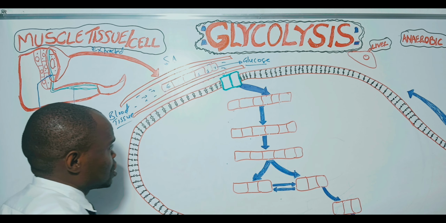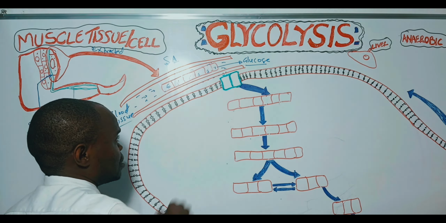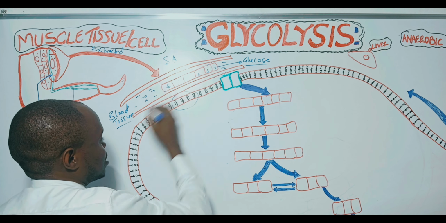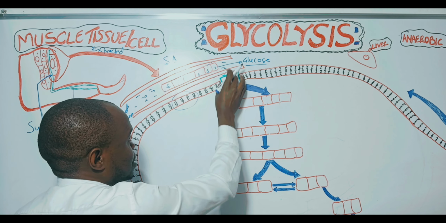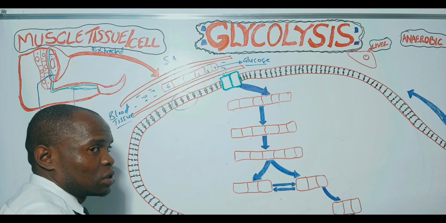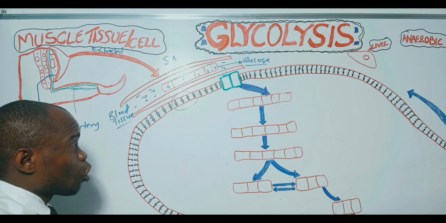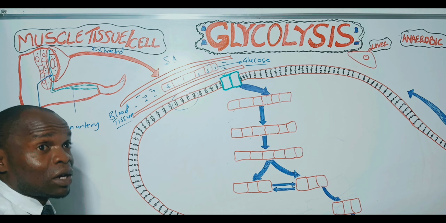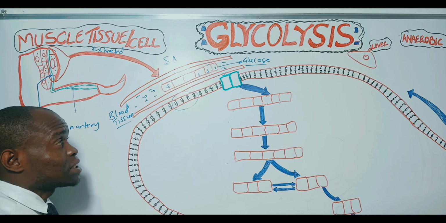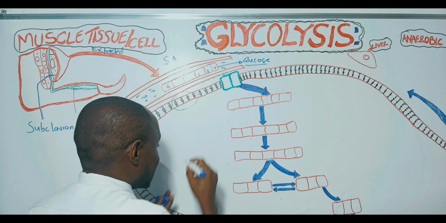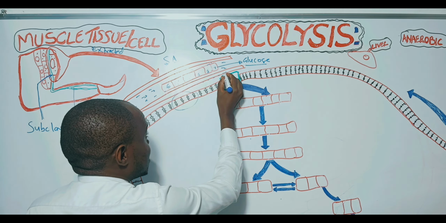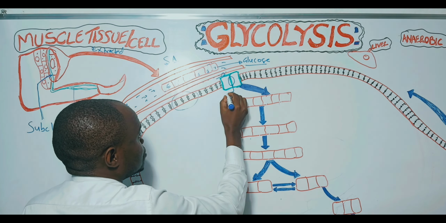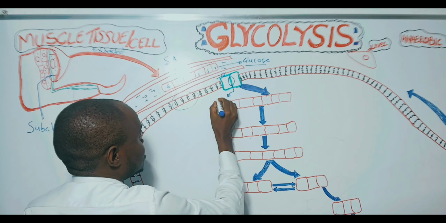Now, the question is, how does glucose cross into the cell? Because this is our cell we are seeing here. Something very interesting here: on the cell membrane of all cells, we have certain transporters. These transporters have gates. These are called the gates that we see here.